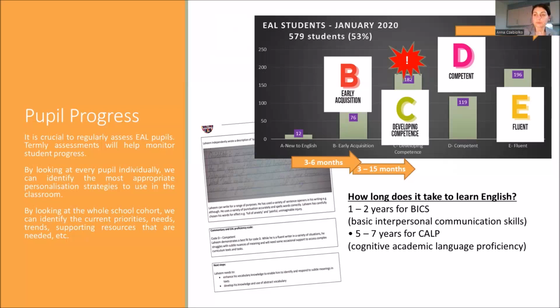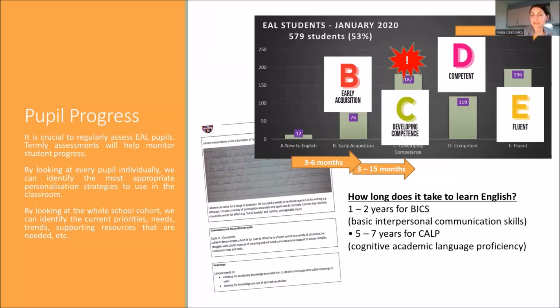So the process of progressing for a child who is new to English usually takes around 3 months. For some children, it may take longer, up to 6 months, to progress from being new to English to understanding the language at the early acquisition stage. Then again, for some it's going to be 3 months, for some it's going to be over a year to progress to the C level.